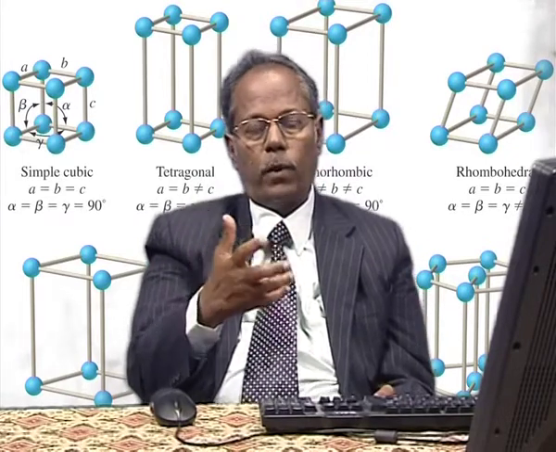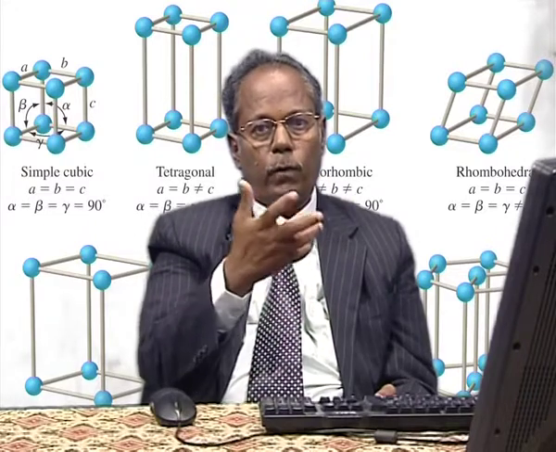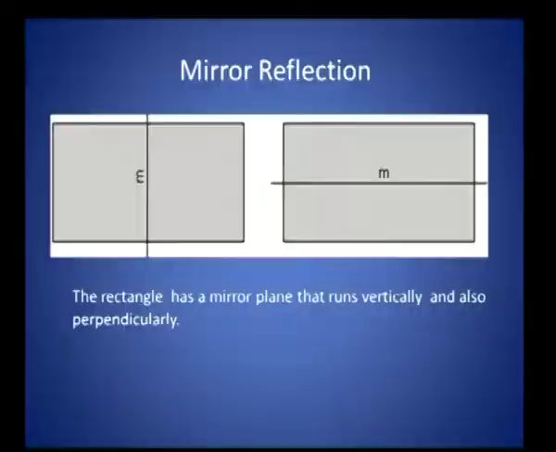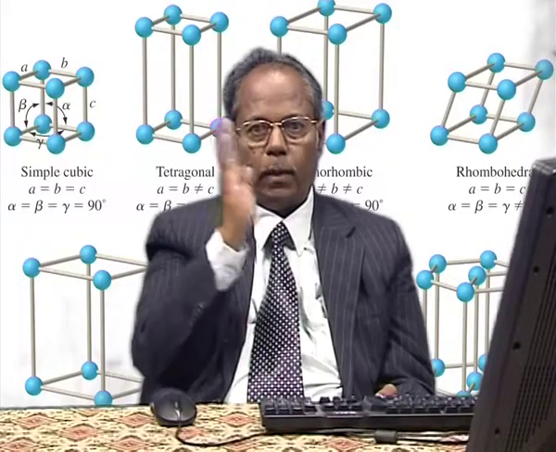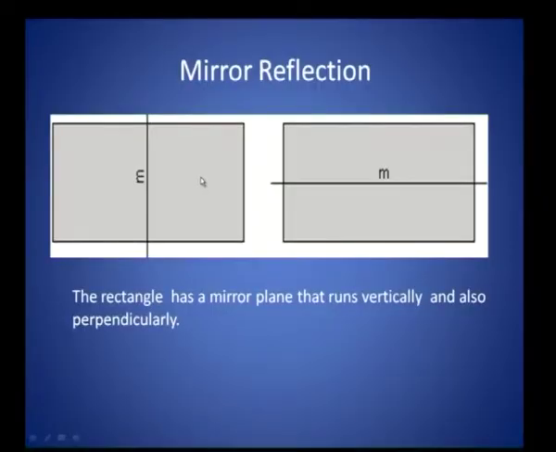For that, we have to invoke, apart from rotation about which we have been talking so far, the other symmetry operations such as mirror reflection. By mirror reflection, what I mean is, if you look at my body, the right portion of my body is a mirror reflection of the left, provided I do not have a scar or other things. My right side of the body is a mirror reflection of the left side. So, here the right side of the rectangle is a mirror reflection of the left and vice versa.